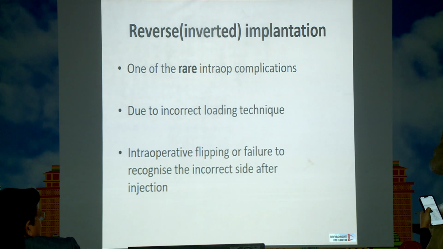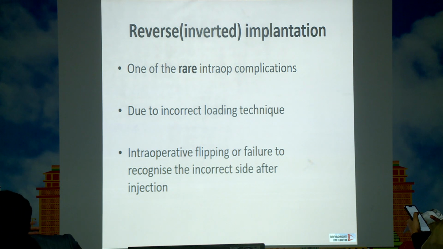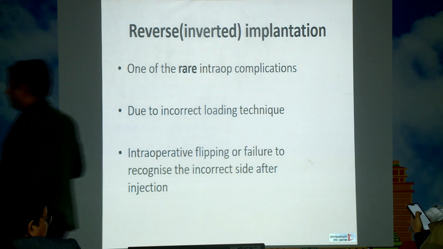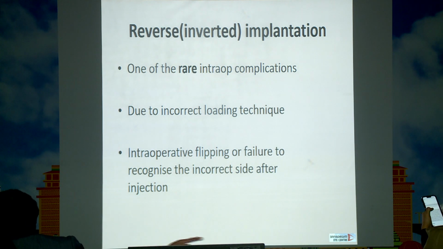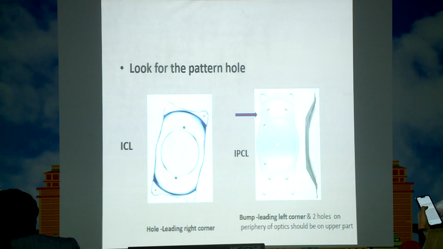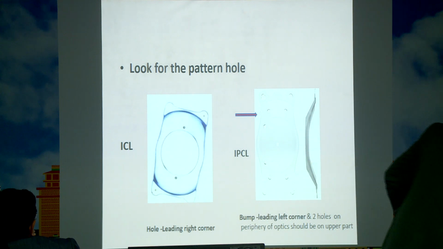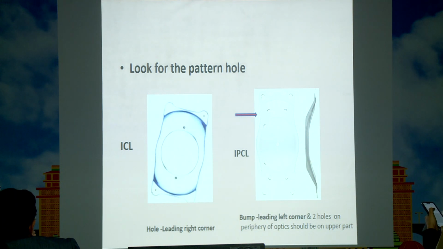So what is reverse implantation? This is one of the rare intraoperative complications of phakic IOL implantation, most of the time due to incorrect loading technique, intraoperative flipping, or failure to recognize the incorrect side opening into the anterior chamber. So everyone has to follow certain rules and be very careful while loading the lenses. There are some marks on the lenses. In the ICL there is a hole on the leading right side, and in the IPCL there is a bump on the left side with 2 holes, which should be placed in the superior part.